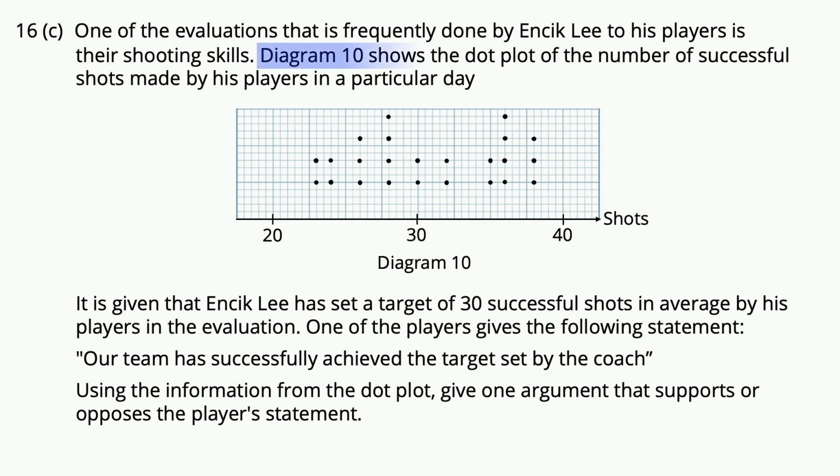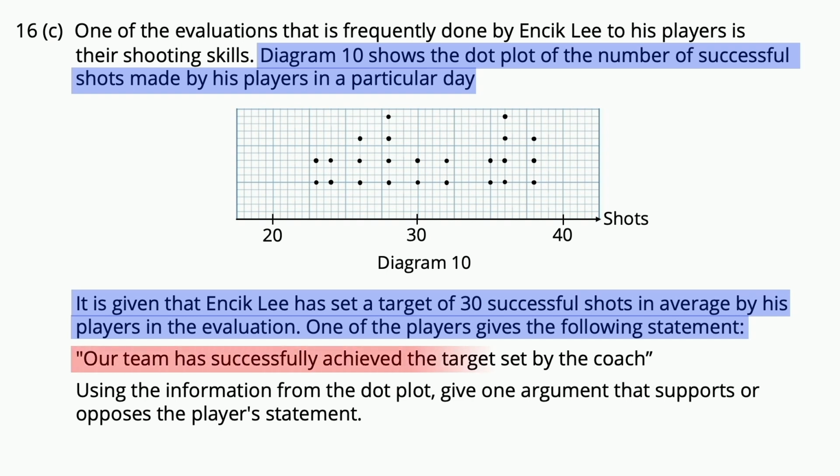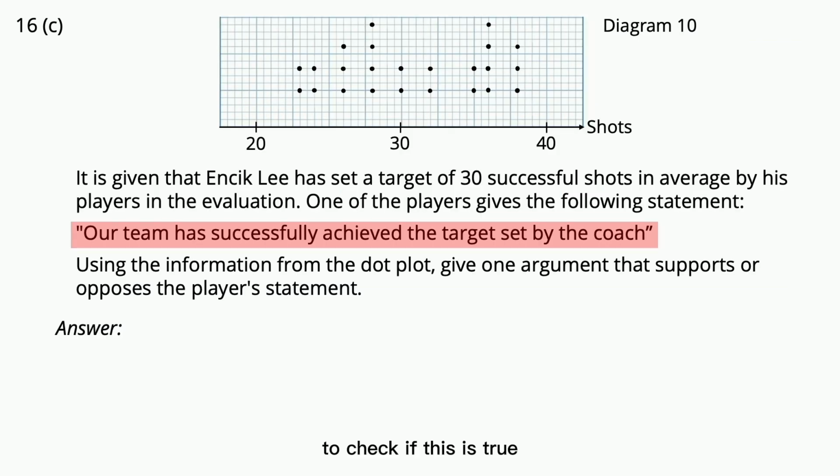C. Diagram 10 shows the dot plot of the number of successful shots made by his players in a particular day. Sik Lee has set a target of 30 successful shots on average by his players in the evaluation. One of the players says: "Our team has successfully achieved the target set by the coach." Using the information from the dot plot, give one argument that supports or opposes the player's statement. To check if this is true, we need to analyze the dot plot and determine if the average number of successful shots is 30 or more.